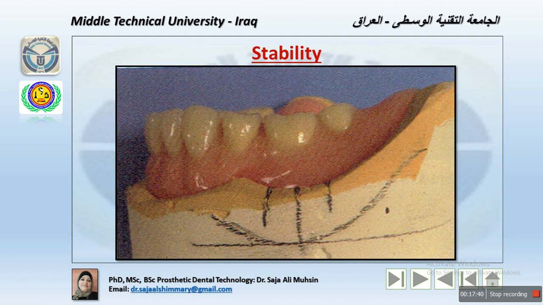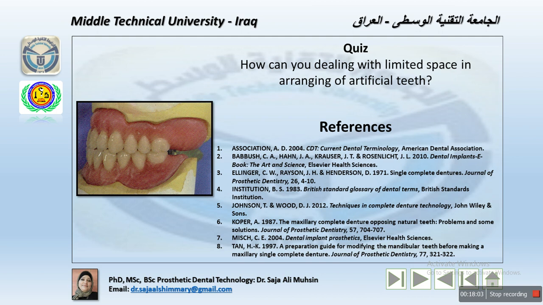Now, dear students, you may understand all the guidelines regarding the setting of teeth in terms of class 1, class 2, class 3 in natural occlusion and lingualized occlusion, and that many steps or factors should be determined: how to deal with the space, how to limit the occlusal table, and so on. Now, for the next week's quiz, the question will be: how can you deal with limited space when arranging artificial teeth?